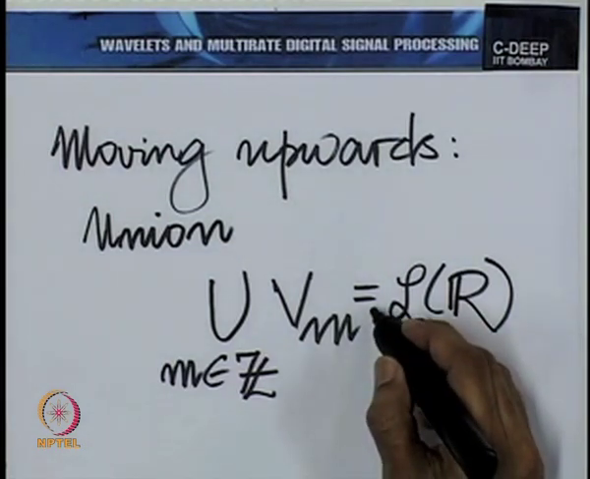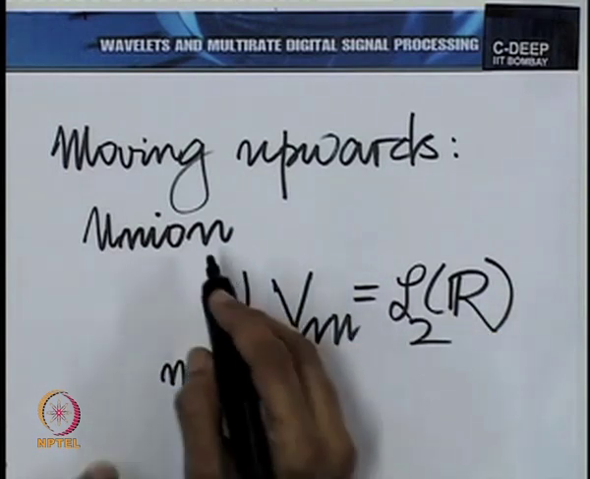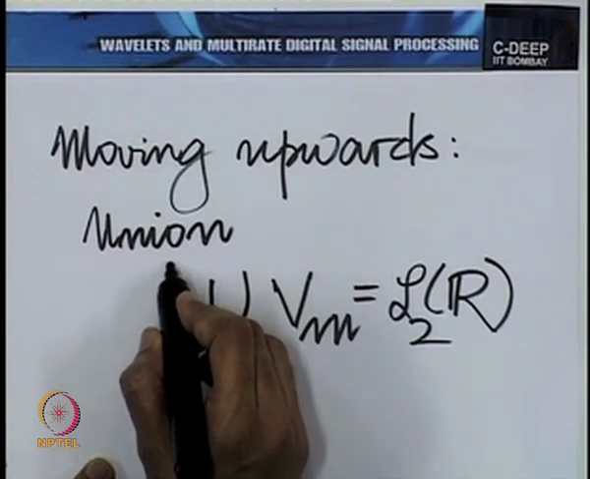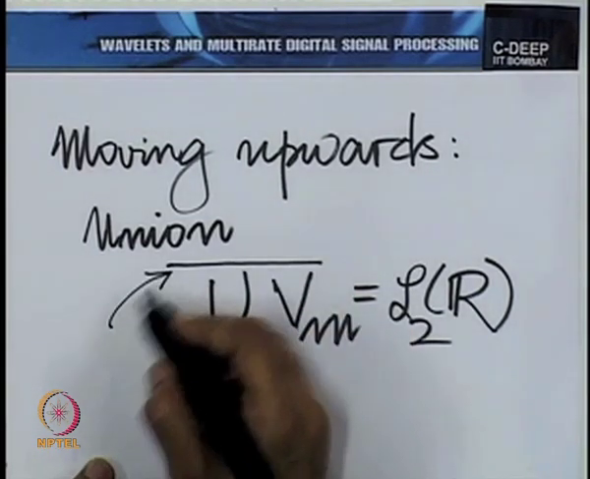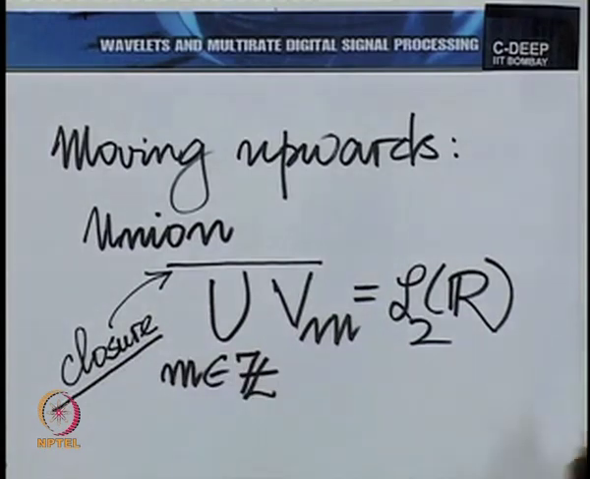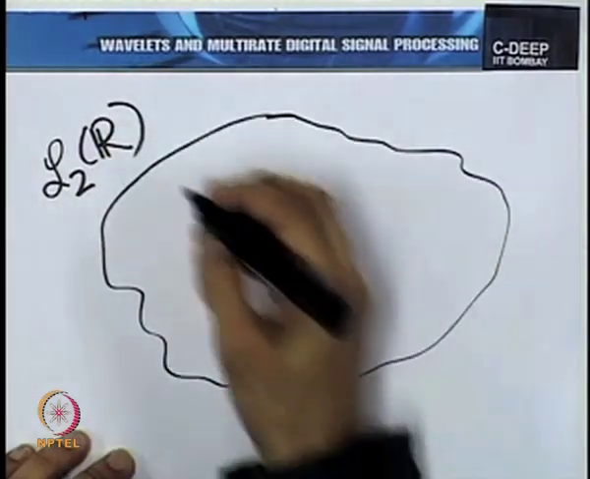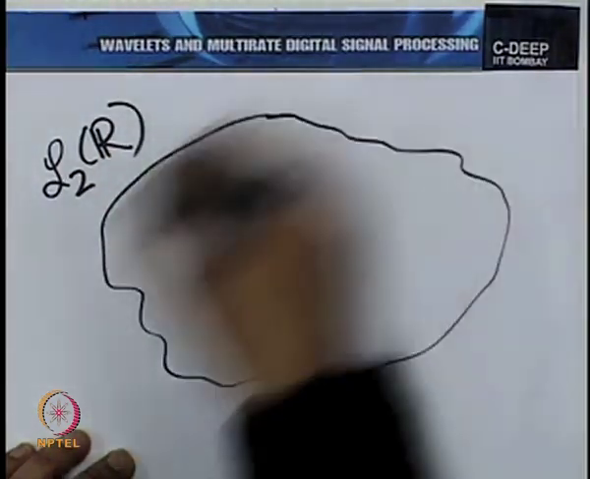I mean, we would have been happy to write V_m union equal to L2(R), but we need to make a little detail here. We need to put something called a closure. I will explain what I mean by a closure. Suppose you were to visualize L2(R) to be like an object with a boundary. So, suppose this were L2(R), just notionally. And this is the boundary of L2(R), so to speak.